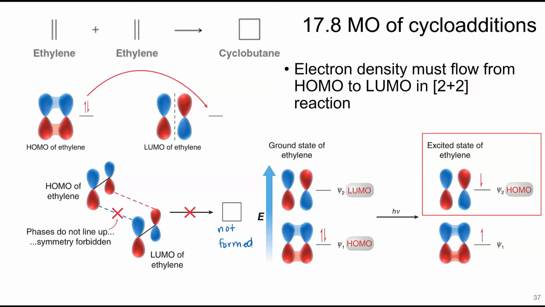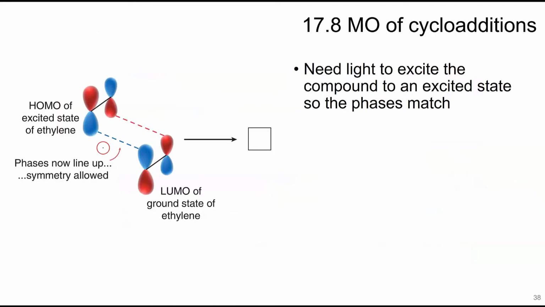If you want to perform that reaction, however, what we can do is add light, and when you do that, you excite the electron that's in the HOMO. So that there's 1 electron in the HOMO and 1 down in this lower level. When we do that, the electrons now can line up because the phases are in the right spots. Then we can form cyclobutane. In order for us to excite the electron, we need to have light so that the phases match each other.